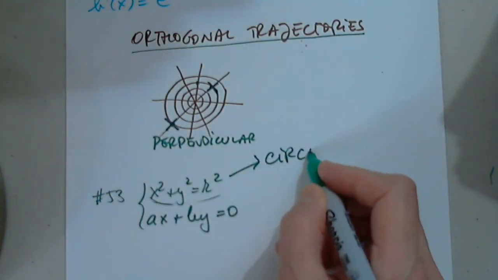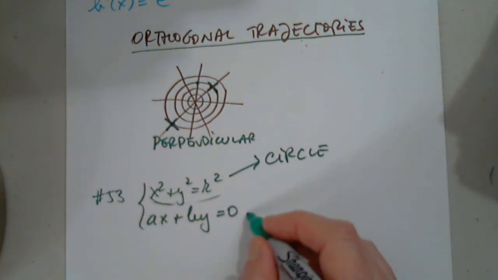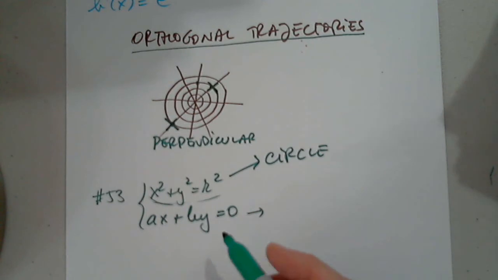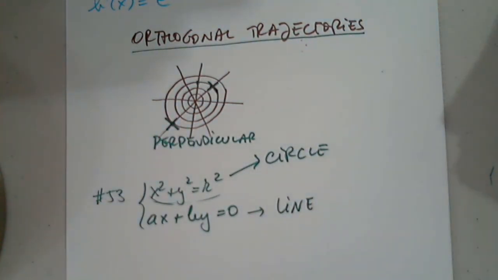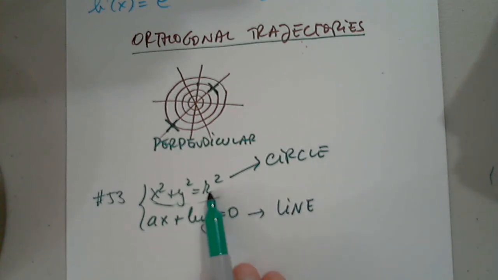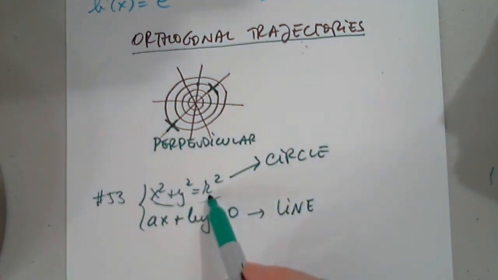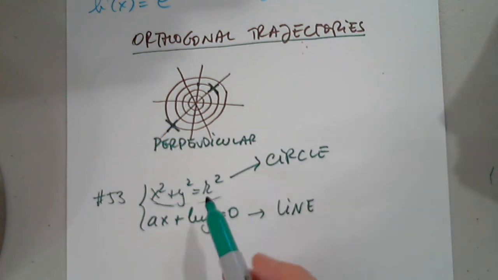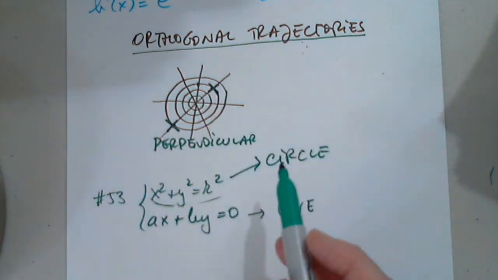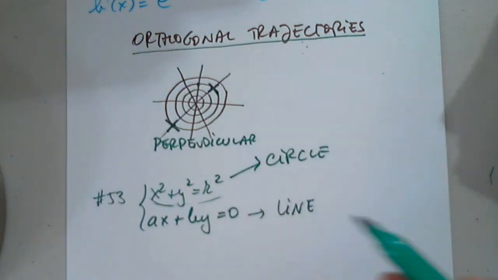It is a circle. Can anyone tell us what this is? Of course, a line that passes through the origin. But because r can be anything, this is a family of curves. If this is 1, I have this circle. If this is 4, I have this circle. If this is 9, I have this circle, and so on and so forth. This is a family of circles because this can be anything, of course, a positive number.